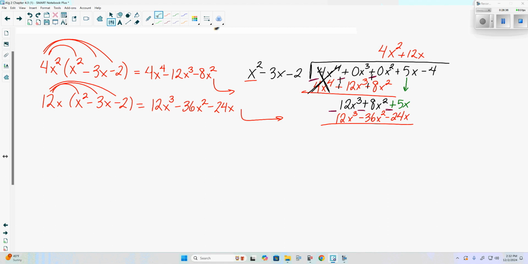12x cubed minus 12x cubed is 0. 8x squared minus negative 36x squared. Well, the negative would make a plus. 8x squared plus 36x squared is 44x squared. 5x minus negative 24x. Again, the negative is going to make a plus, giving us plus 29x. And lastly, we'll bring down the minus 4.